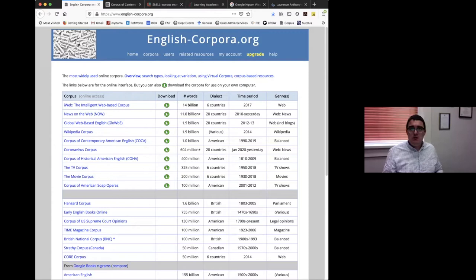Okay, sharing the screen once more. I'm going to share directly to the corpus. Okay, so here we are. Hopefully you are logged in and present in EnglishCorpora.org. Here's our landing page. We're going to go first to the iWeb, the Intelligent Web-based Corpus, a massive, massive corpus of web language.